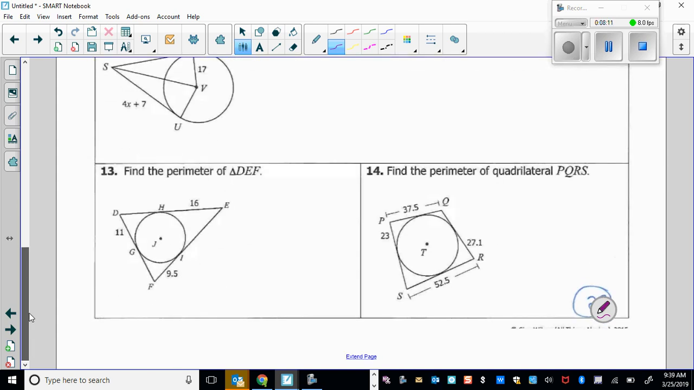And when it comes to a problem like number 13, I knew this was all perimeter inside, so this is 16. That makes this 16, right? I knew this was 11. This is 11. I knew this is 9.5. I knew this is 9.5. So the question is, what's the perimeter of the triangle? Add it up. 16 plus 11 plus 11 plus 9.5 plus 9.5 plus 16.